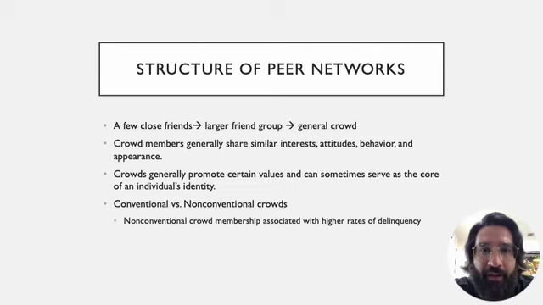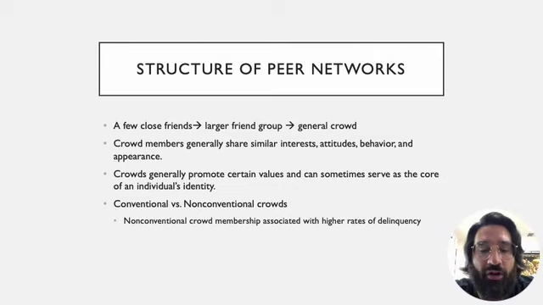And there are a lot of different ways that peer networks are structured. A few close friends, then maybe a larger friend group made up of several smaller close groups of friends, and what we call the general crowd. Crowd members generally share similar interests, attitudes, behavior, and appearance. This is a kind of generic word: I'm in that crowd, you're in that crowd. I don't know how useful some of these categories are for understanding peer networks, but they may still have some validity. Crowds generally promote certain values and can sometimes serve as the core of an individual's identity.